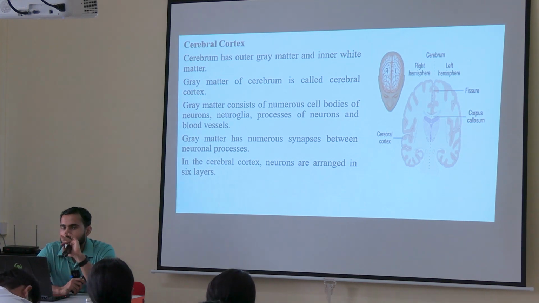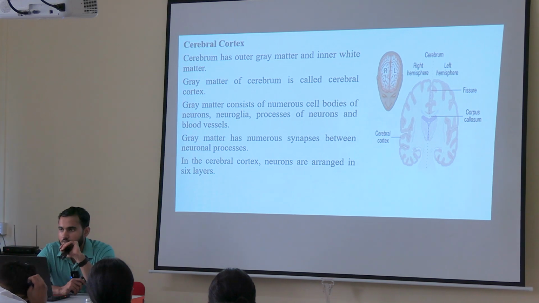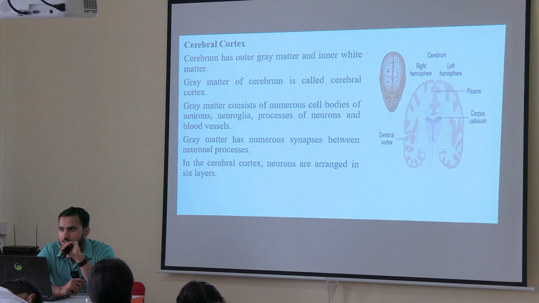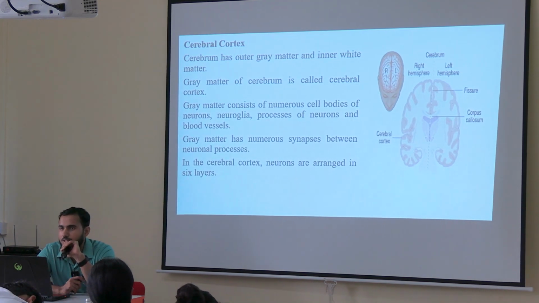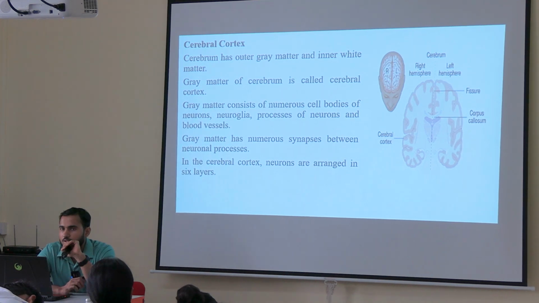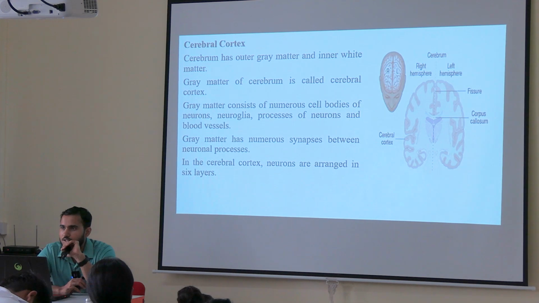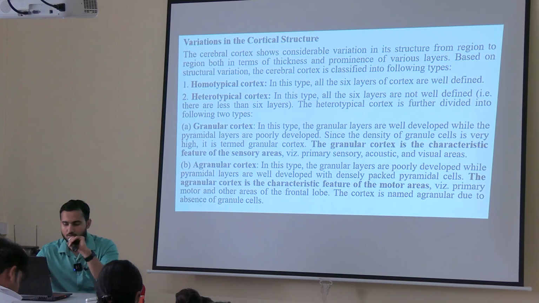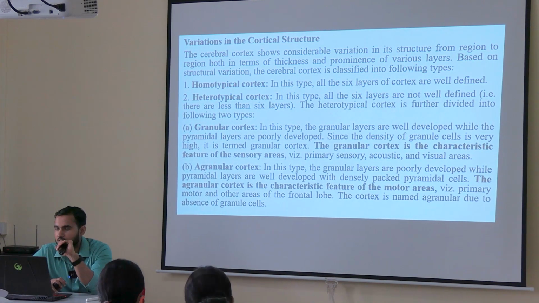Now, you have to understand one thing: the cerebral cortex is not homogeneous in nature. What is the meaning of that? The cerebral cortex is not homogeneous, it is heterogeneous. It means the structure is not the same. So there are some variations in the cerebral cortex. The cerebral cortex shows considerable variation.